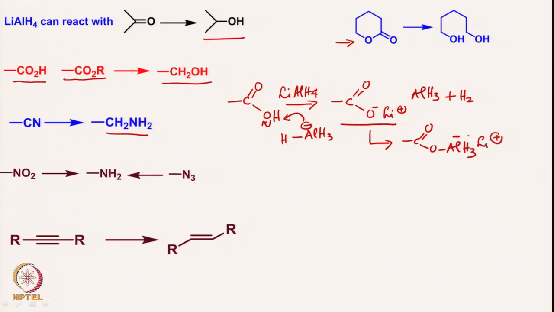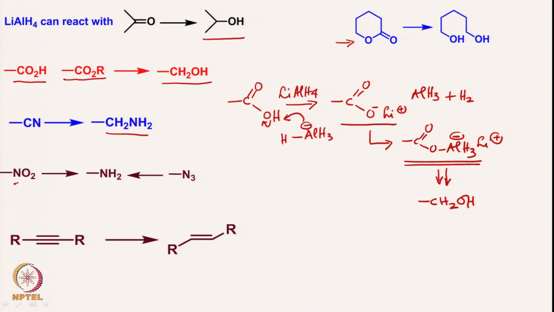So this part undergoes reduction further with lithium aluminum hydride, and finally via the aldehyde it forms the corresponding alcohol. So this is how the reaction occurs. Basically, what is happening is that the acid molecule allows this deprotonation to form this type of intermediate, and then that undergoes the reduction.